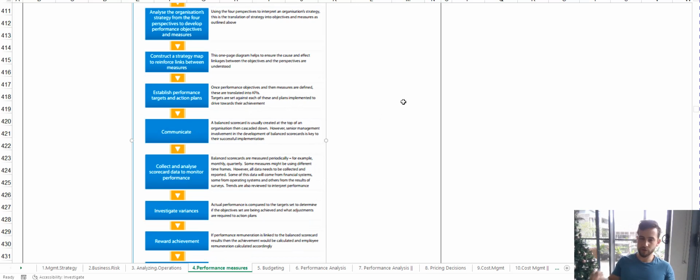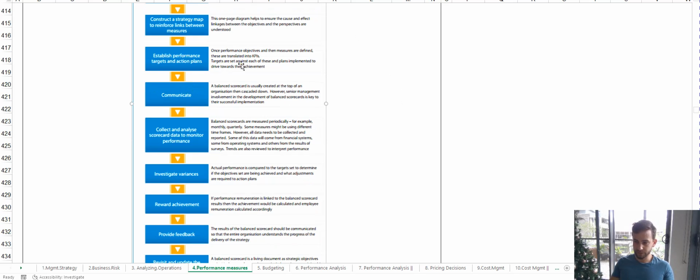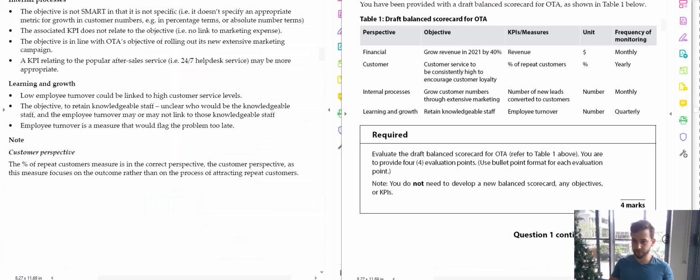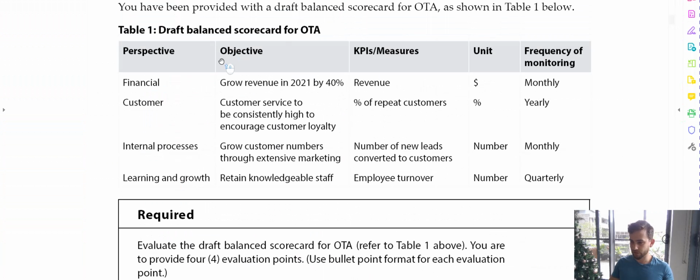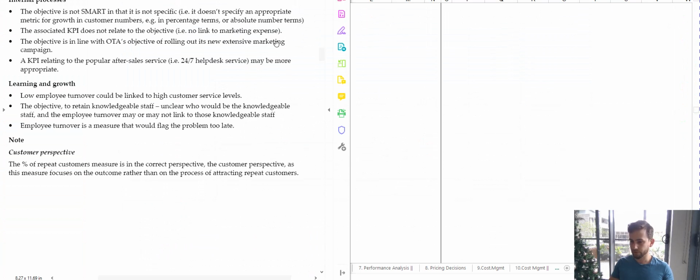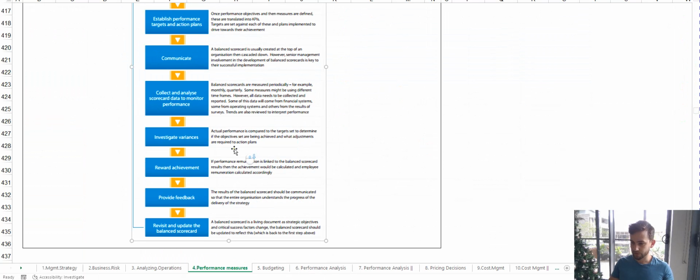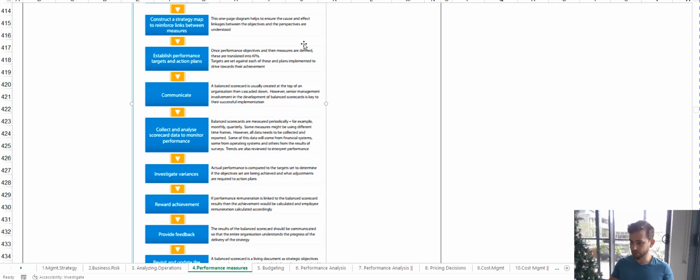This is more so that when you're filling out a bucket, you don't just put something in isolation that doesn't make sense within the strategy. They all need to link, and they all need to link back to the strategy. For each of them, you need to establish performance targets and action plans. If you've done a KPI, as we mentioned before in this past exam paper, see how for each of these they've got an objective, they've got a KPI, they've got a unit of measurement, they've got a frequency of monitoring, right? So that's making sure that you've got your target and your action plan to achieve it.